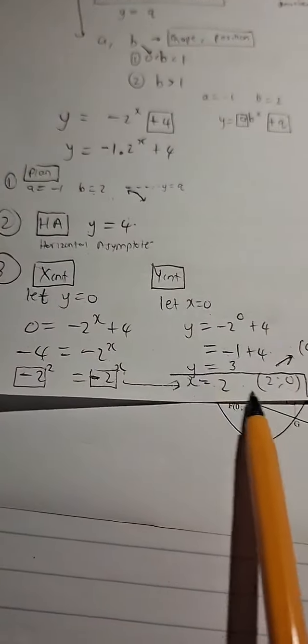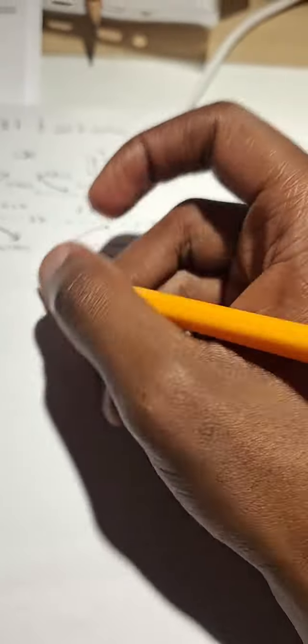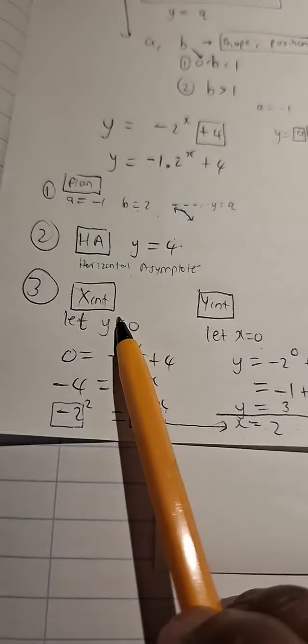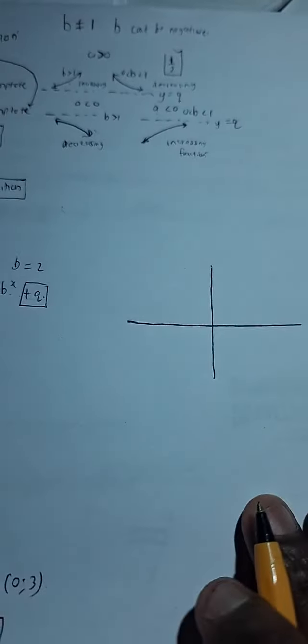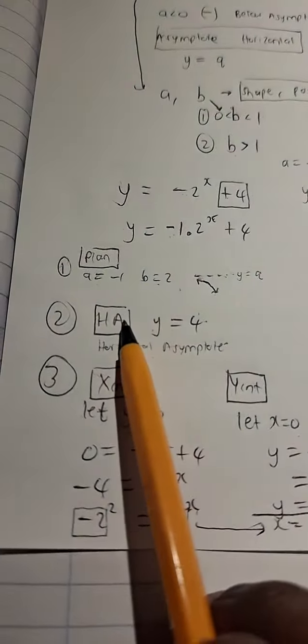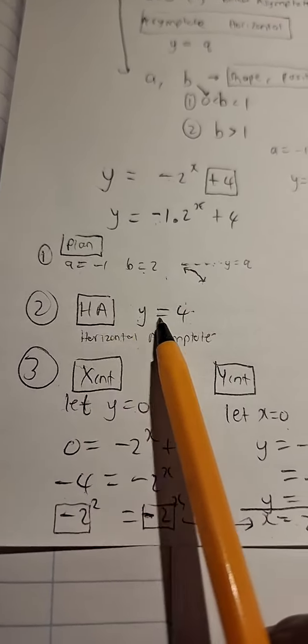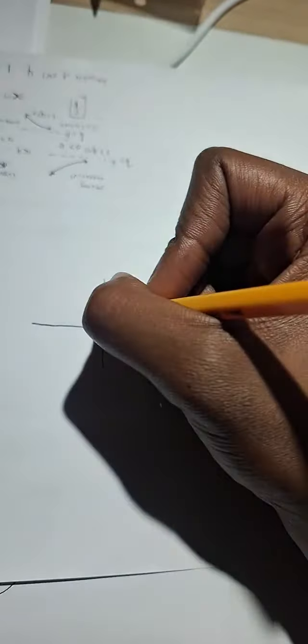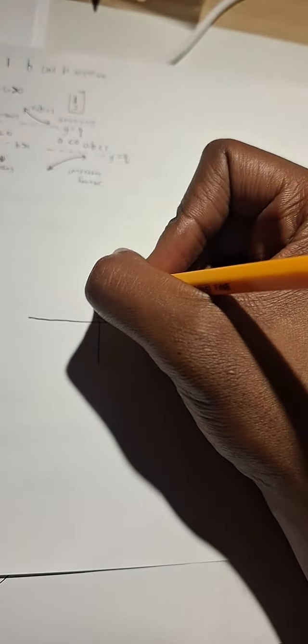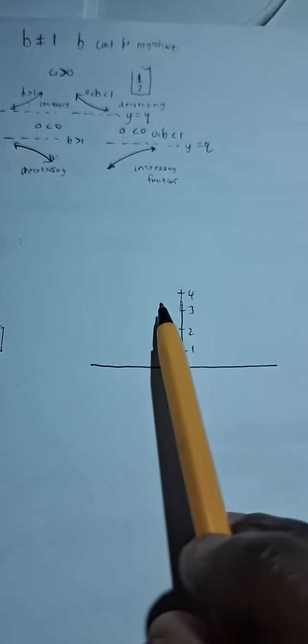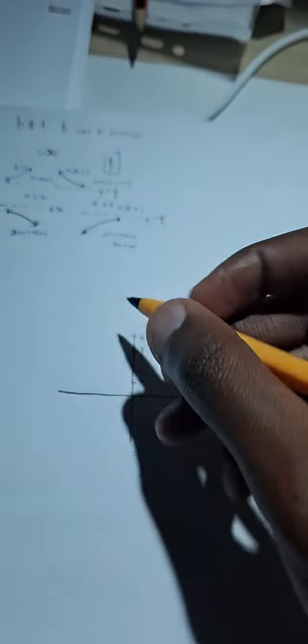Okay, so guys, you see our coordinates. So now we are good to go. I think we can go and try and sketch our function now. So first things first, do you remember what I said to you? Finding the horizontal asymptote. Very important to find the horizontal asymptote. Y is equal to 4. So let's go to our Cartesian plane. 1, 2, 3, 4. Y is equal to 4 is here, guys.